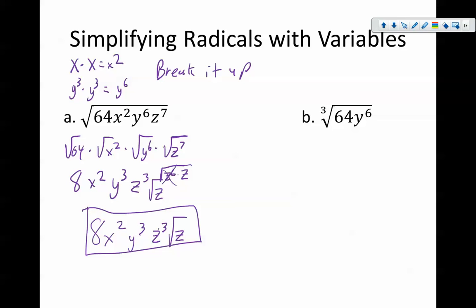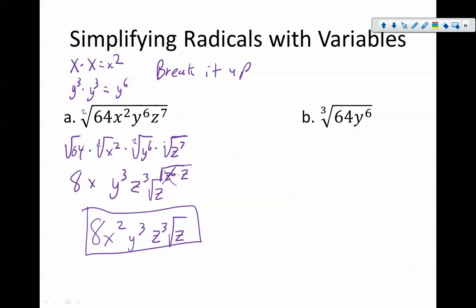So notice that when I'm taking the square root of a variable, I'm pulling out squares, right? This is a square root, so I'm pulling out squares. You might notice that I did this wrong. Oops, I'm sorry. This is supposed to be an x, not an x squared. I'm sorry. This is 2.